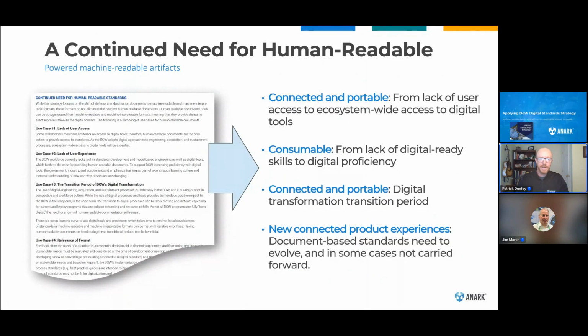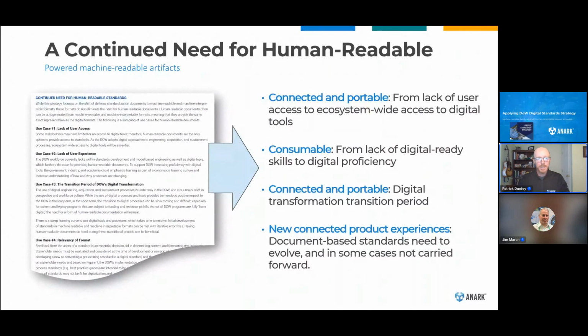Back to connected and portable, there's a need for digital transformation, but the transition period to go from where this document says the industry is today to where it would like to be, it's a long transition period. And so connected and portable, having a balance of both, needs to continue on so that that human readable format can help bridge the gap between today and tomorrow.